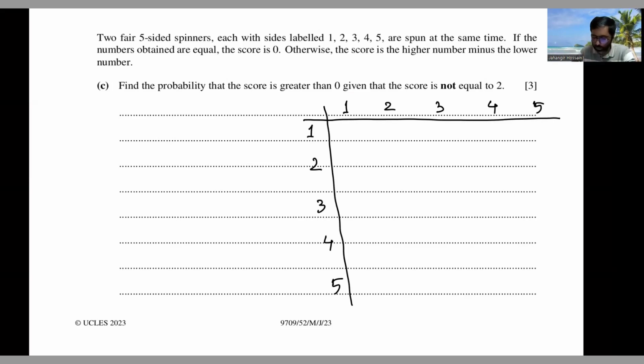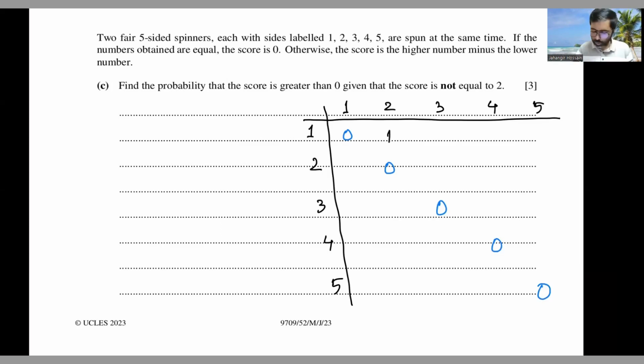The outcome where both spinners obtain the same number, the score is 0. Otherwise, the score is the difference of the two numbers. So 0 will be here. Here we have 0. 2, 2, 0. 3, 3, 0. 4, 4, 0. 5, 5, 0 here as well.